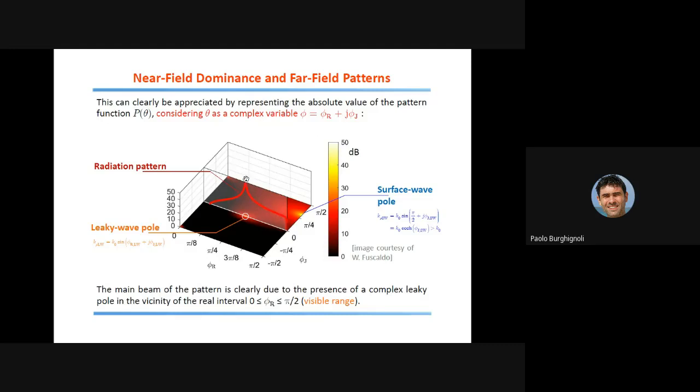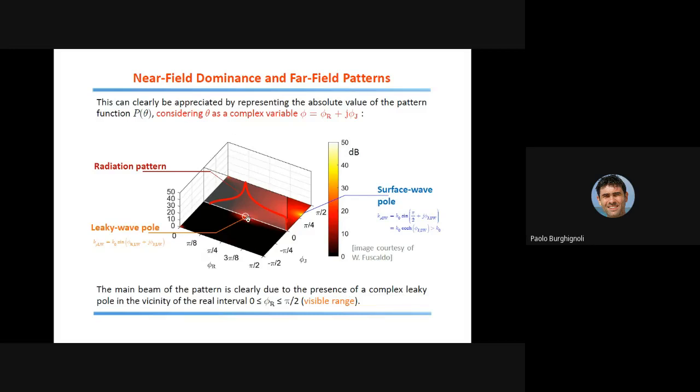So a main beam in the radiation pattern whose location is mainly established by the real part of this pole, okay? So the leaky wave phase constant beta, whereas the amplitude, the width, sorry, of the pattern, of the peak, of the main beam, is established by how far the pole is from the real axis, so the imaginary part of the pole, that is the leaky wave attenuation constant.